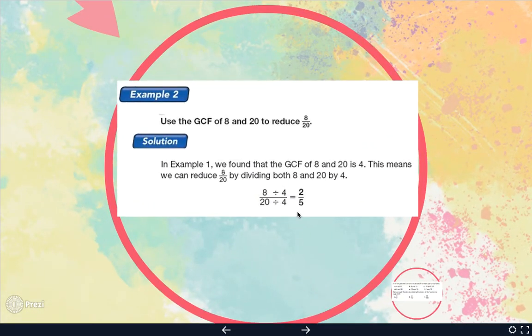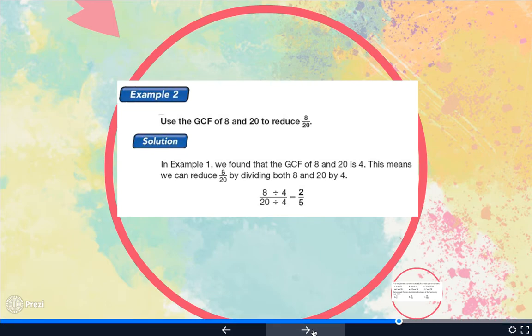So 8 divided by 4 equals 2, and then 20 divided by 4 equals 5. So when we reduce this fraction, 8 over 20, 2/5 is the same fraction, but it is just reduced. And that's how we use the greatest common factor to reduce fractions.